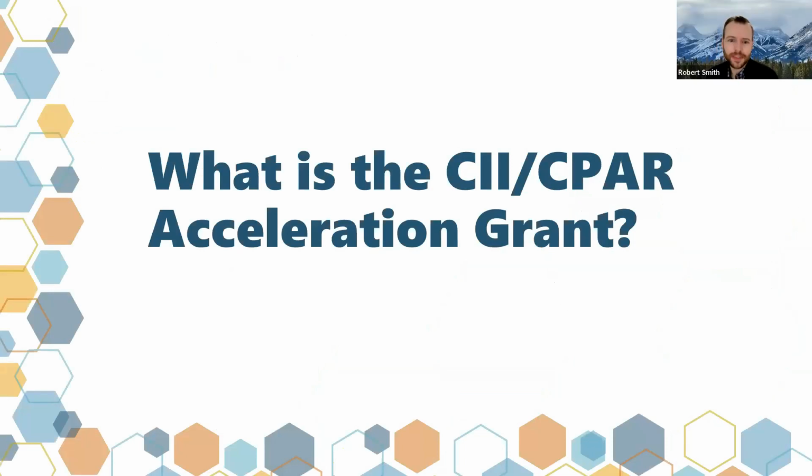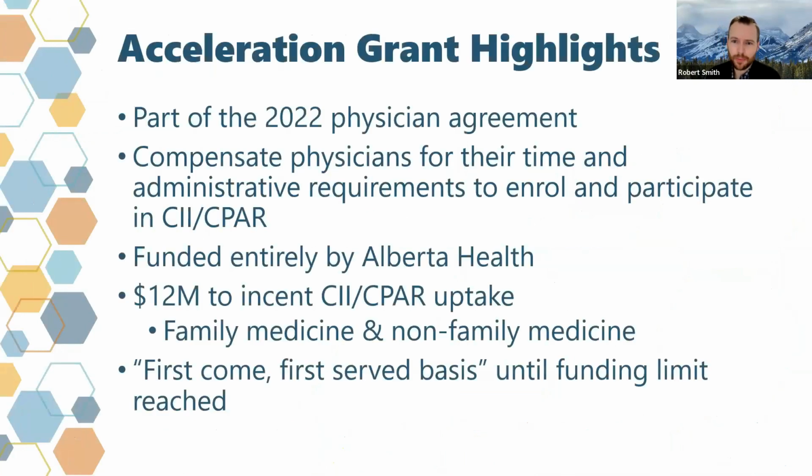Great, thanks, Shirley. So yes, we're going to start with what the Acceleration Grant is, and then get into who's eligible and what the payment structure is going to look like. Some quick highlights: this grant was part of the 2022 physician agreement signed between the government and the AMA. It earmarked about $12 million to incent the CII CPAR uptake for eligible family medicine and non-family medicine physicians.